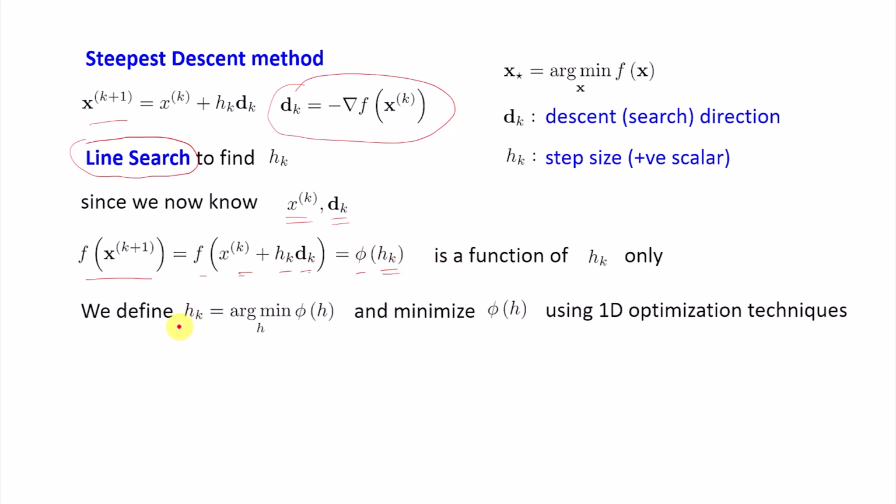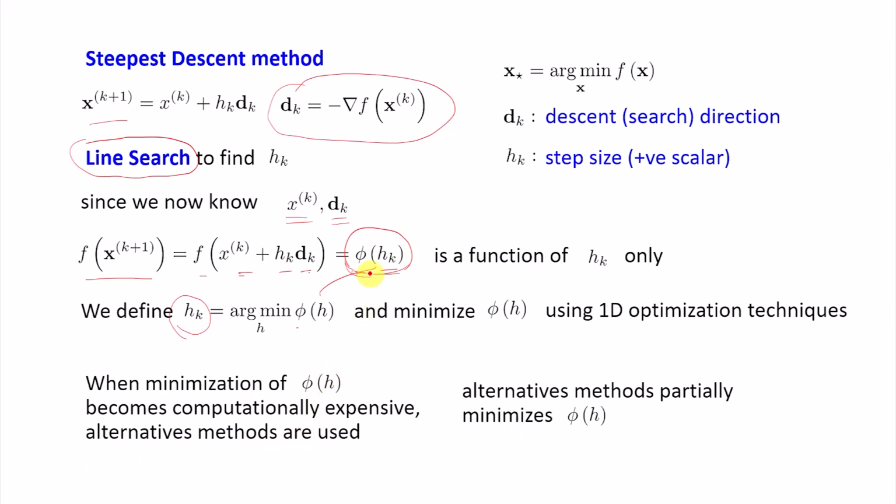So we define the value of h, which will minimize this function phi(h), as our hk, which means that I will go in this direction as long as f is being minimized. So how do I then minimize this phi(h)? You can see that this is a function of only one independent variable. Minimization of this function will require one-dimensional optimization techniques. Some of those techniques we have already defined, and now you see that those techniques are really useful in multidimensional optimization.